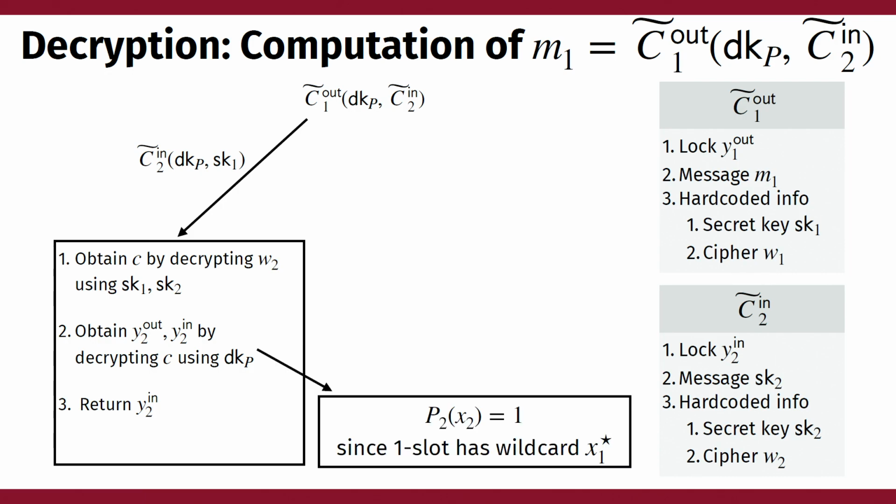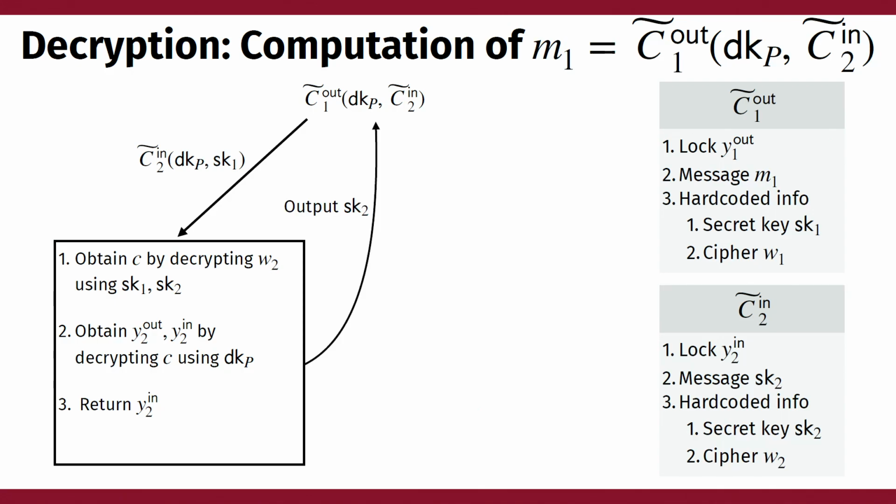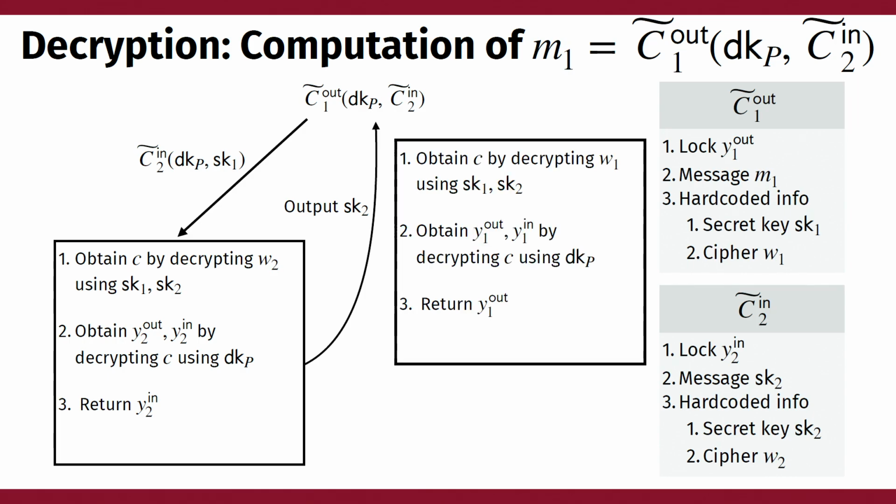If you succeed, we know that the second predicate is satisfied, and we only know the second predicate because the second sender has put the wildcard in the first slot. But this is sufficient to return the correct lock, and this is going to release SK2 to the other circuit. Now the other circuit has both keys again. It can do the same computation.